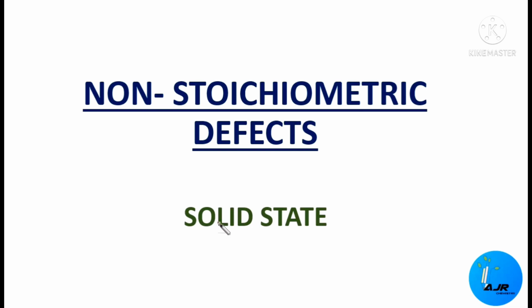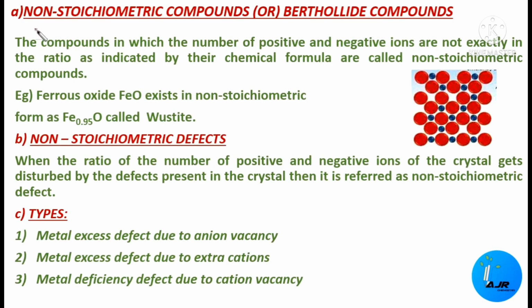Today we shall see the different types of defects in non-stoichiometric crystals. Before that, you should know what non-stoichiometric crystals are, right? What are non-stoichiometric compounds? These non-stoichiometric compounds are also called berthollide compounds. The compounds in which the number of positive and negative ions are not exactly in the ratio indicated by the chemical formula are called non-stoichiometric compounds.